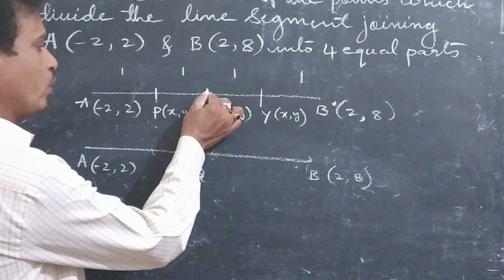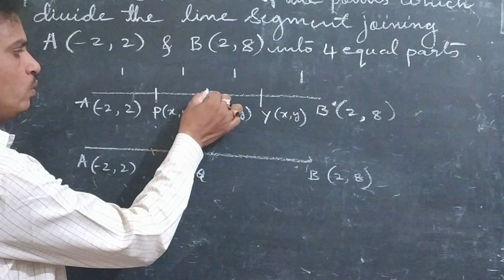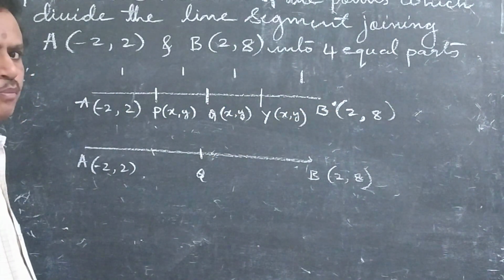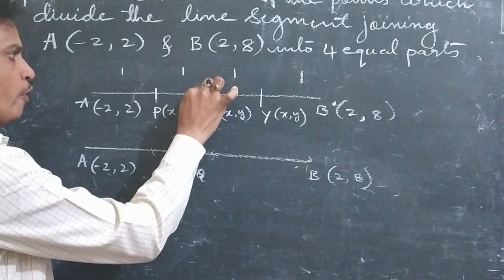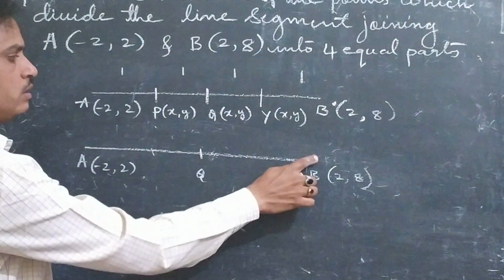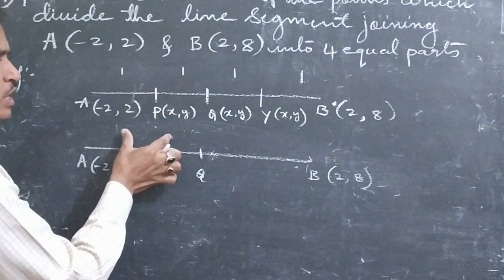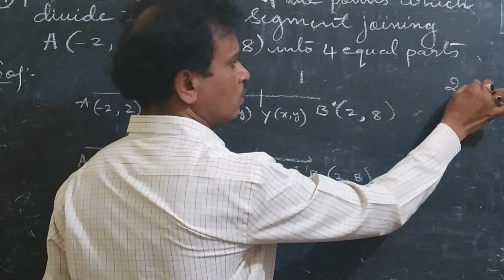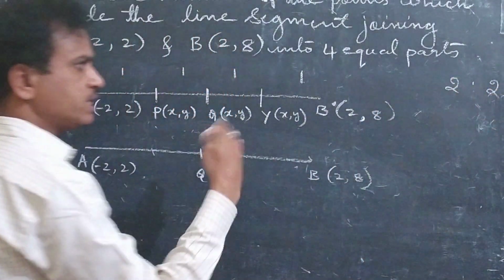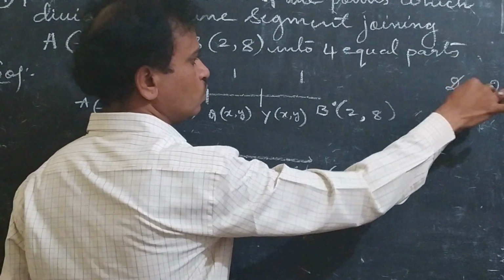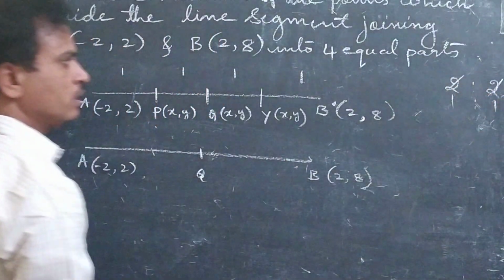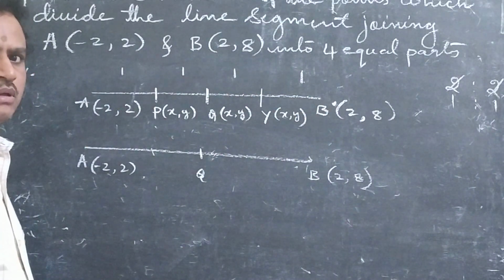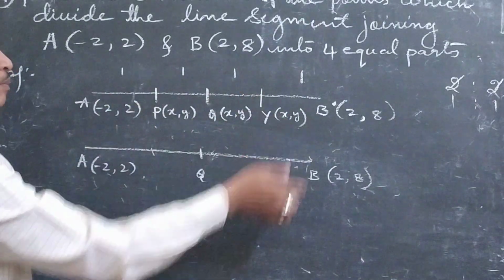Now point Q is the midpoint of AB. So point Q divides the line segment in the ratio 1:1. That means 1 plus 1 is 2, or we can take 2:2, both are the same. Cancel it, and we get the same, because Q is the midpoint of line segment AB.